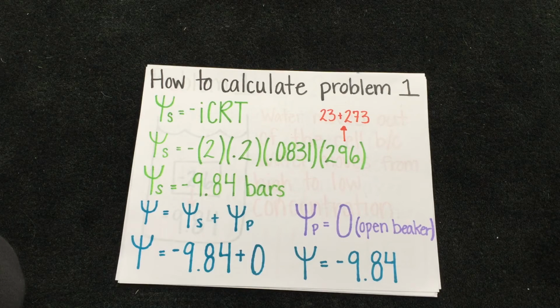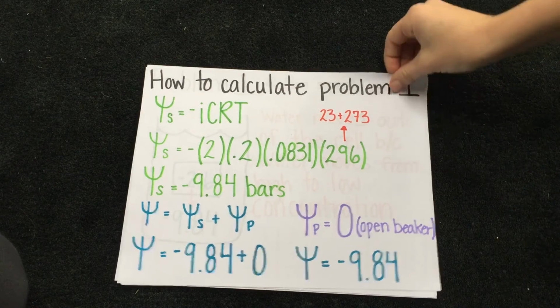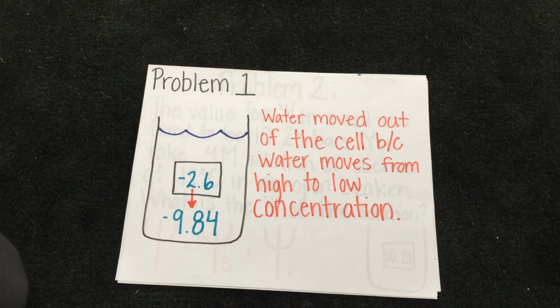Okay, so now that you have your solute potential, let's find the water potential. So you take -9.84 and add 0. The pressure potential is 0 because the container is open. So now you add your water potential and you get -9.84. Okay, so with the cell equaling -2.6 and the outside being -9.84, the water moves from areas of high to low concentration. So water will leave the cell.